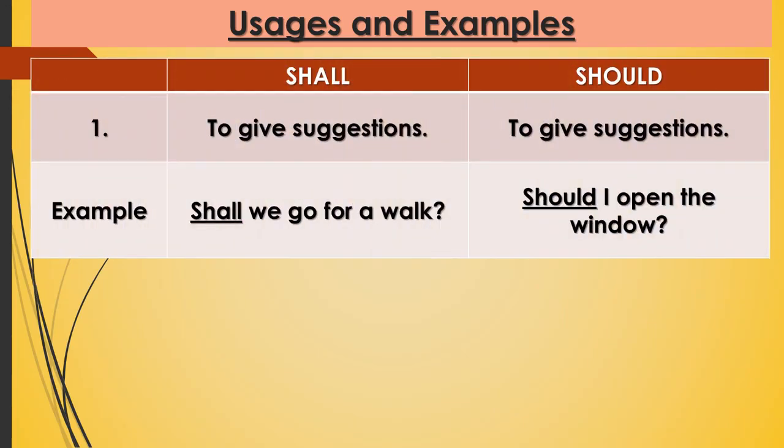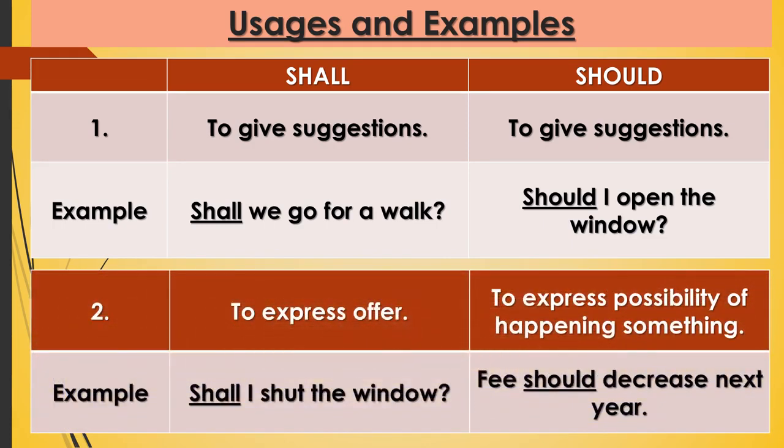Number 1. Shall is used to give suggestions. For example, shall we go for a walk? While should is used to give suggestions. For example, should I open the window? But should is more polite than shall. Number 2. Shall is used to express offer. For example, shall I shut the window? While should is used to express possibility of something happening. For example, fee should decrease next year.